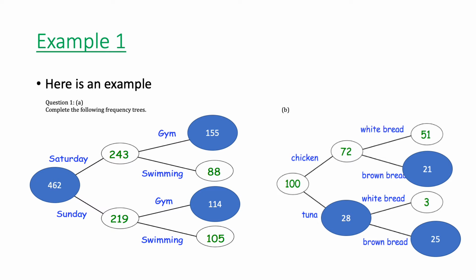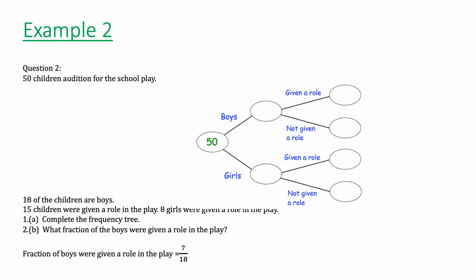Right, guys, so look at example 2 now. Question 2: 50 children auditioned for a school play. 18 of the children are boys. 15 of the children were given a role in the play. 8 girls were given a role in the play. Part A says complete the frequency tree. Part B says what fraction of the boys were given a role in the play.